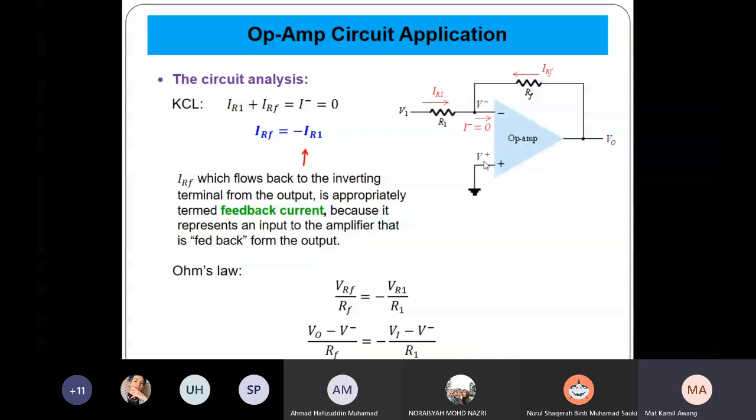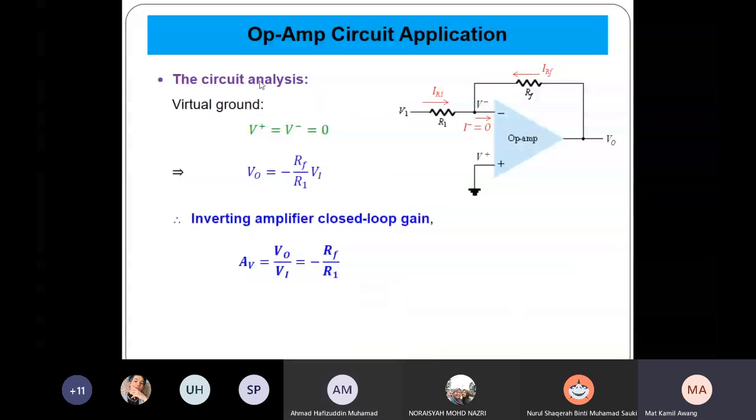V plus is 0 volt because it's connected to the ground. So we substitute the V minus with 0. So you get V out divided by RF equal to minus V in over R1. Because you have a virtual ground, V plus equal to V minus equal to 0. Therefore, you have V out divided by RF equal to minus VI divided by R1. And rearrange, you get V out is equal to minus RF over R1 VI.